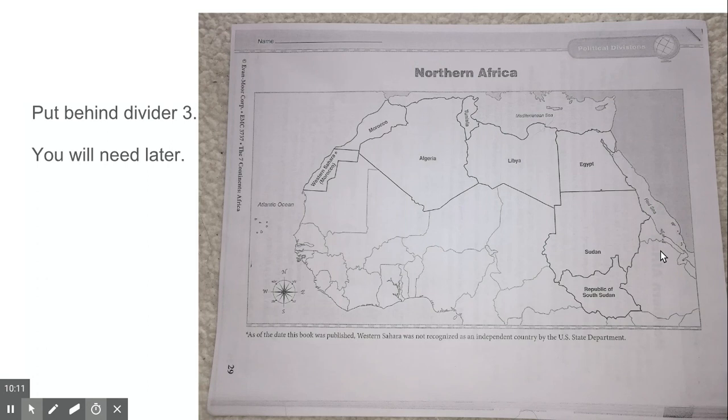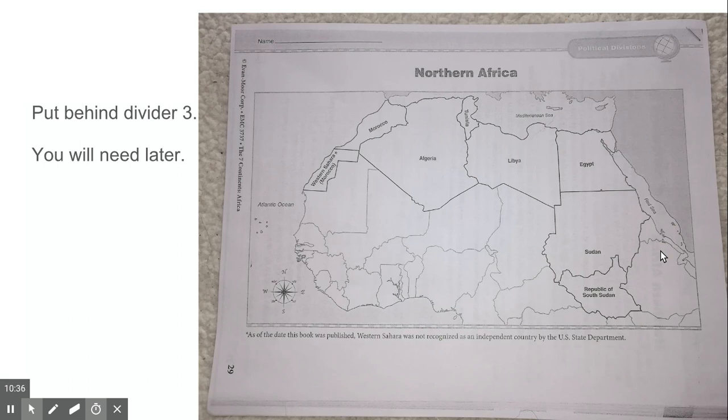So you picked up this page, or like I said last time, the sub maybe handed it out, or told you to come get it when you needed it, or I don't know how she's doing it, but you should have this packet that has this on the front. And notice my note off to the side, it says put behind divider 3. You will need this later.